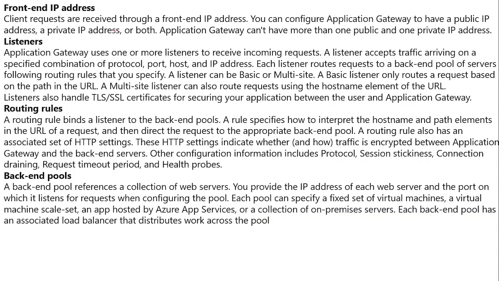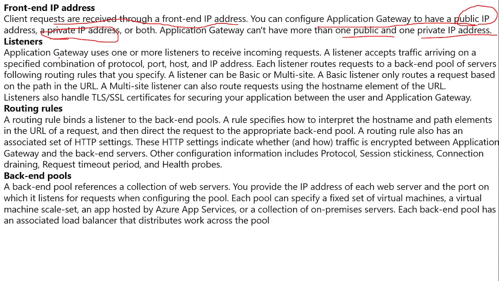So what is a front end IP address? Client requests are received through a front end IP address. Whatever requests are initiated by the users or clients will come to the front end IP address. You can configure the application gateway with a public IP address or a private IP address, or you can specify both, but you cannot use more than one public or one private address. This is the limitation.